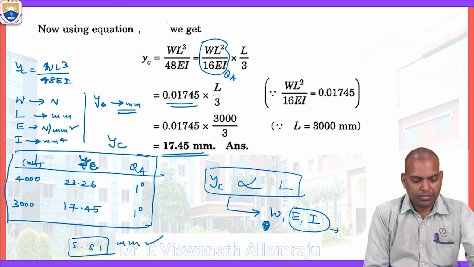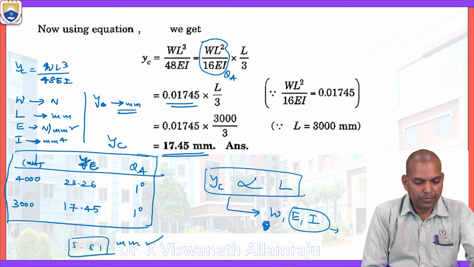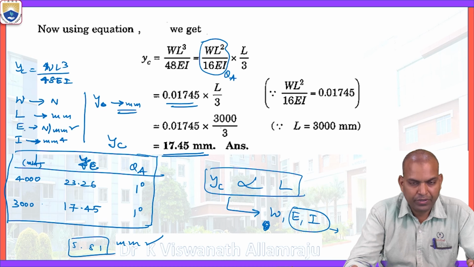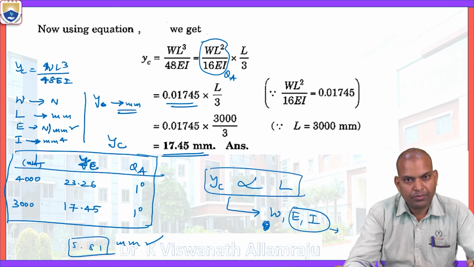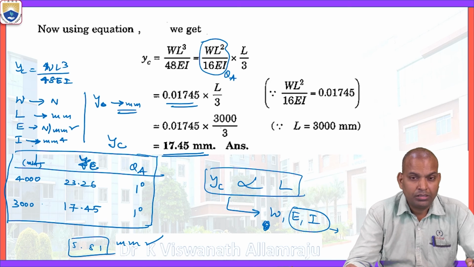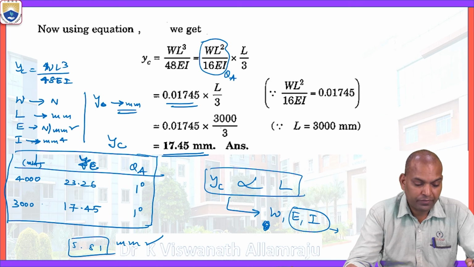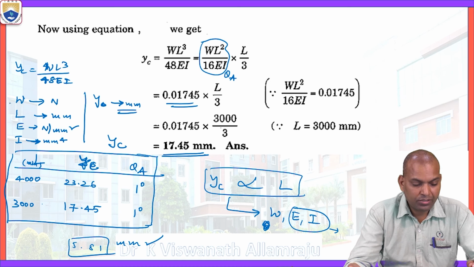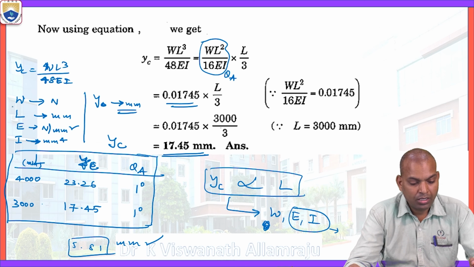So for WL cube by 48 EI in that case, the deflection units are in millimeters. If L is in meters, modulus of elasticity is in Newton per square meter, and area moment of inertia is in meters to the power 4, then the deflection comes in meters. So one should pay attention in substituting the values for maintaining dimensional homogeneity.